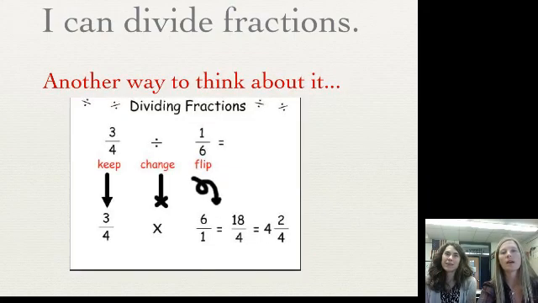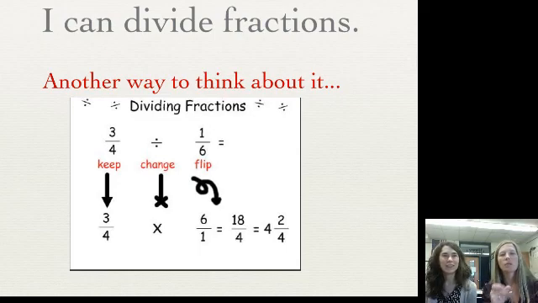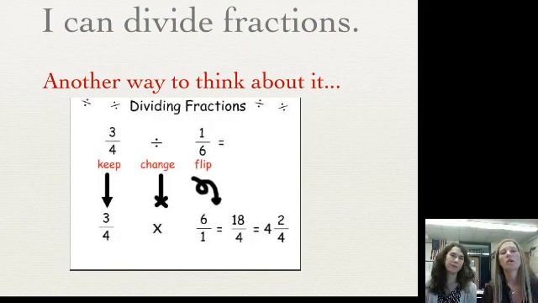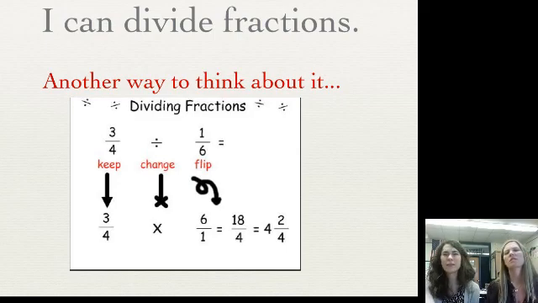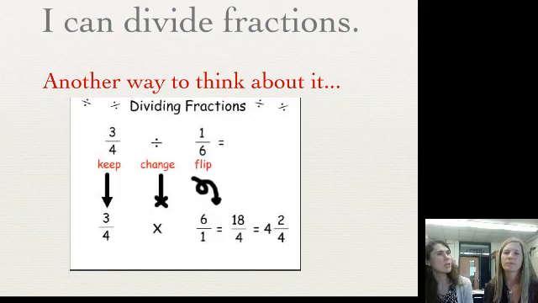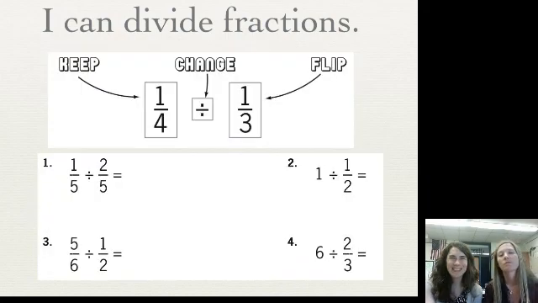So our last thing is just a cute little trick. So it's just quickly keep, change, flip. As simple as that. If you can remember those 3 things, you can divide fractions. So keep the first, change the division sign to multiplication, and flip the second number. Then you just solve. That's it. Keep, change, flip. I like that. I would write that down. That's a nice little catchy one. There might be a song in the future. We'll see.